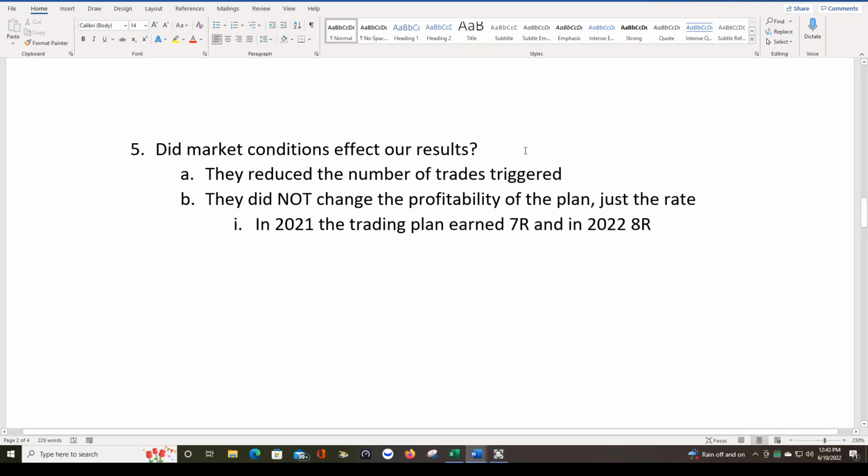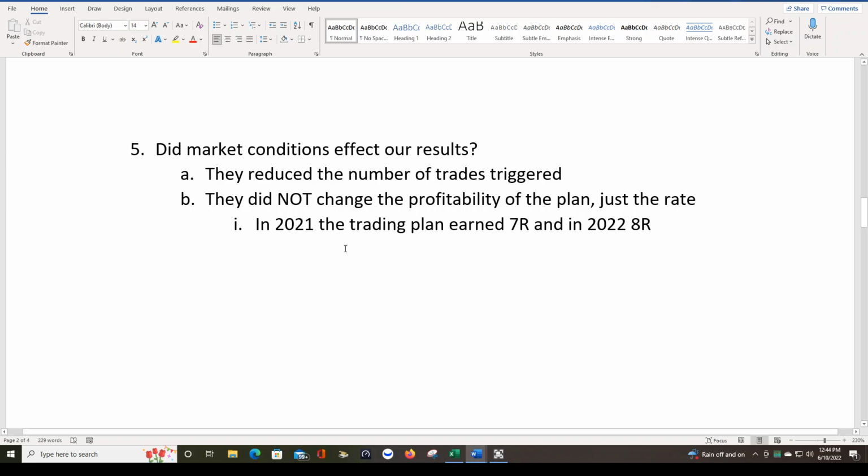Did market conditions affect our results? No, they did not. This was pretty interesting to me. I was kind of surprised. Of course, they did reduce the number of trades triggered. You'll notice that in 2022, it was very difficult for us to get triggered to take a trade. So they did slow down the rate of bringing in profit, but they did not change the overall profitability of the plan relative to the number of trades that we were taking.